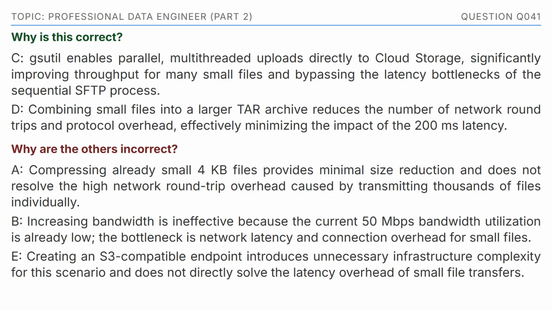Why are the others incorrect? A. Compressing already small 4 kilobyte files provides minimal size reduction and does not resolve the high network round-trip overhead caused by transmitting thousands of files individually. B. Increasing bandwidth is ineffective because the current 50 megabits per second bandwidth utilization is already low. The bottleneck is network latency and connection overhead for small files. E. Creating an S3 compatible endpoint introduces unnecessary infrastructure complexity for this scenario and does not directly solve the latency overhead of small file transfers.